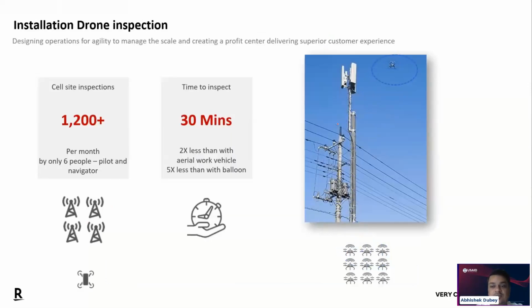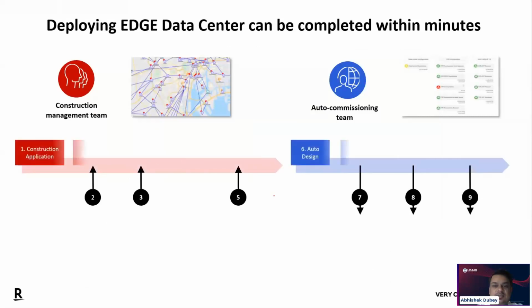If you remember, I told you about the installation drone inspection. Only 30 minutes is required to inspect one site with the drone, and it's very cost effective. You can obviously think about how much it can give in terms of cost efficiency.